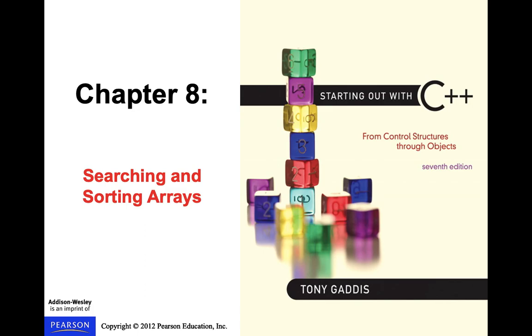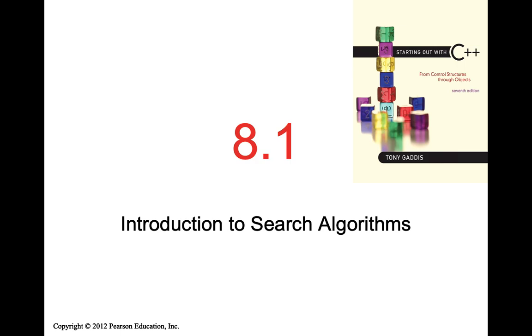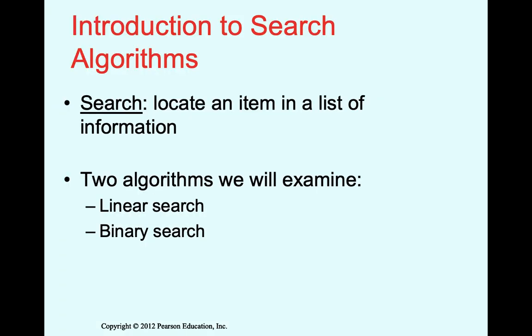In this chapter, we will talk about searching and sorting arrays. So let's talk about search algorithms. In the search algorithm, we want to locate an item in the array or in the list. We have two famous algorithms to solve this searching problem. The first one is linear search and the second one is binary search.